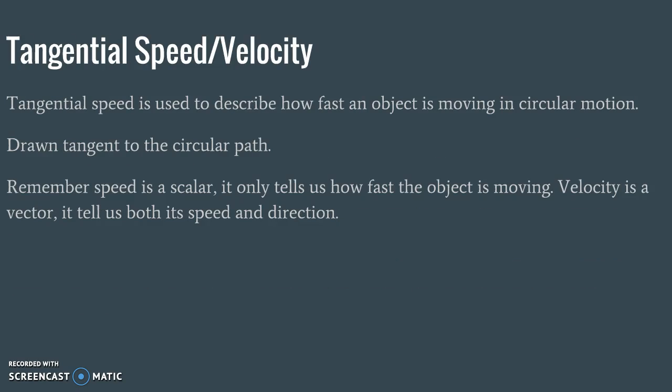Tangential speed. This term is used to describe how fast an object is moving when it's moving in circular motion. We draw this tangential speed as a tangent to the circular path. And when it comes to speed versus velocity, remember that speed is a scalar, so it only tells us how fast the object is moving at that point in the circle. Velocity is a vector, so it'll tell us what the speed is and in which direction this object is rotating in the circle. So velocity is very useful, and so is speed, depending on what you need to know.